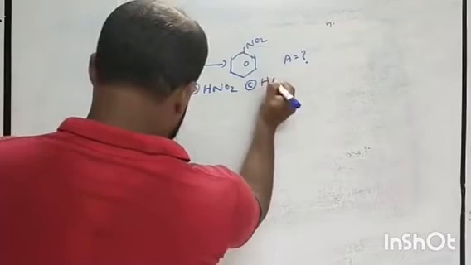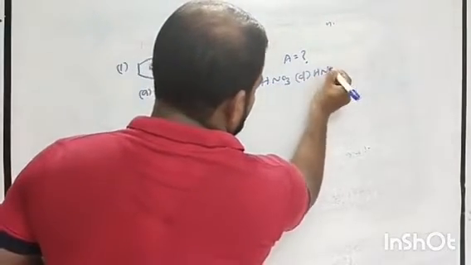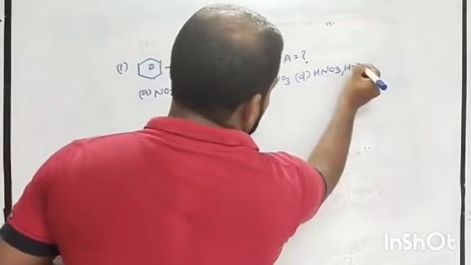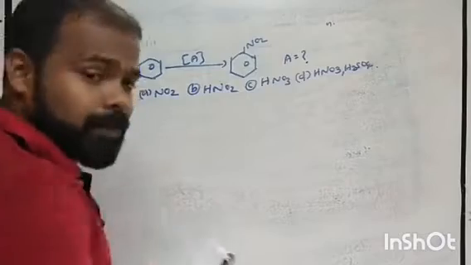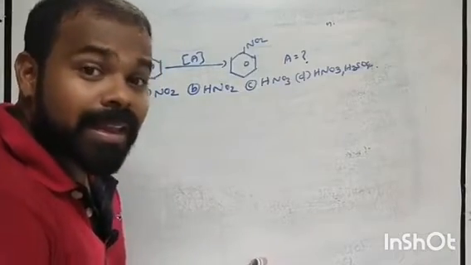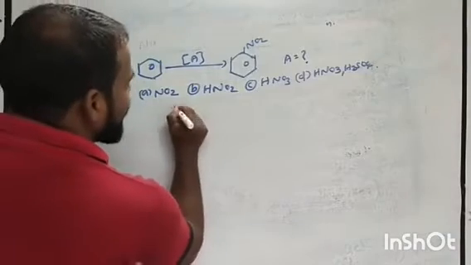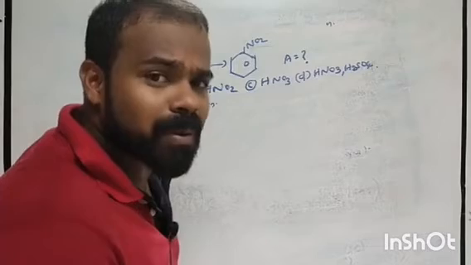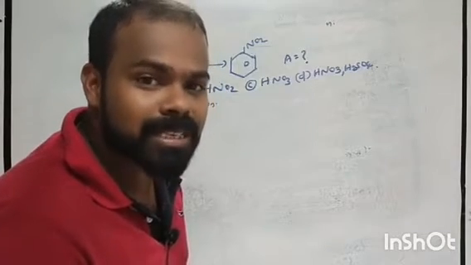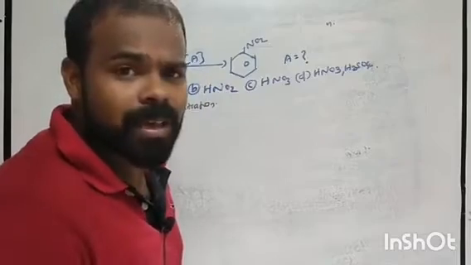third one, HNO3; fourth one, HNO3 with H2SO4. Then what is this process? This is a simple one. You know, the process occurring here is the nitration process. For the nitration process, what are the reagents? HNO3 and what? H2SO4.